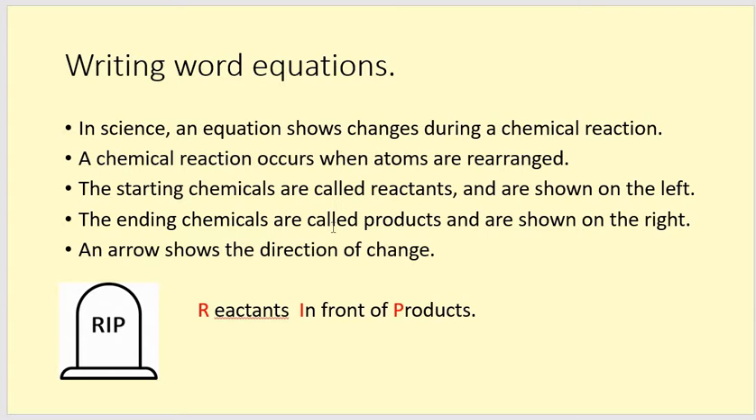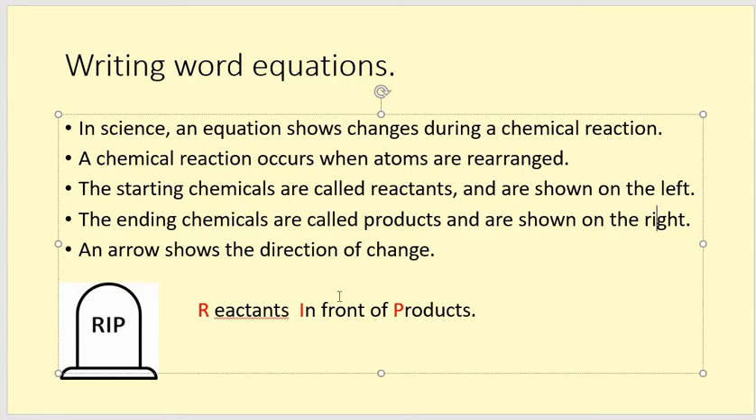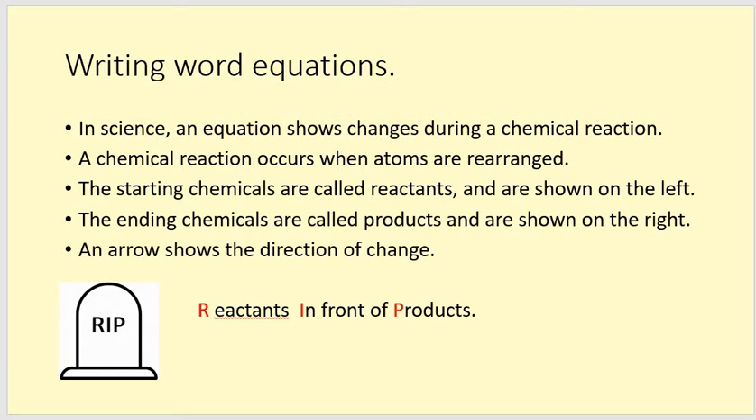The ending chemicals are called products. They are what is made, what is produced, so they are the products. They're shown on the right. An arrow shows the direction of change, and slightly grim, RIP. The reactants go in front of the products. Bit cheesy, but it helps me remember it. And labelling reactants and products can still come up at GCSE, so this is definitely a key skill.